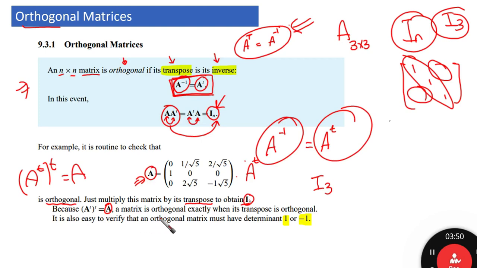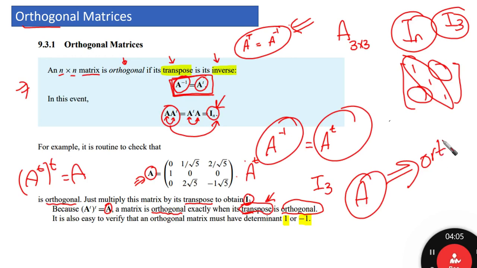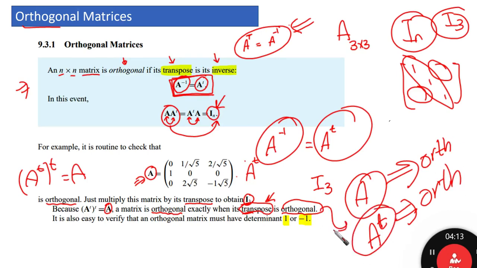A matrix is orthogonal exactly when its transpose is orthogonal, and this is right and logical also. If A is orthogonal, then A transpose is also orthogonal. This is what we are telling you in this sentence. The transpose of the matrix is going to be orthogonal too.